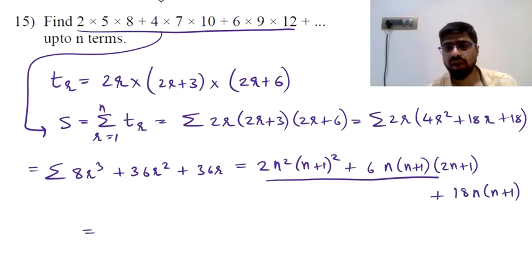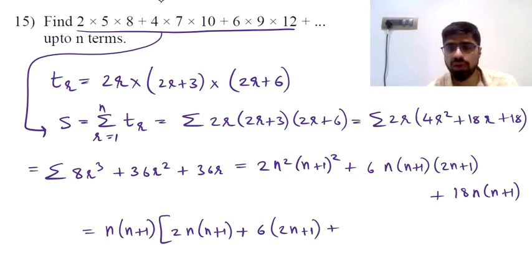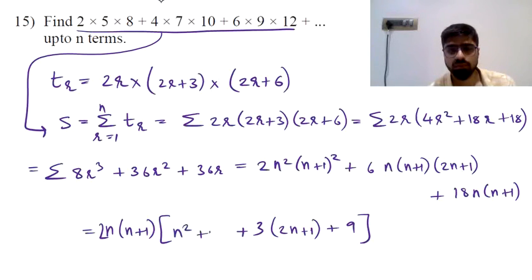Now from whatever terms you have in this expression, you can pull out n plus 1 common. So you are left with 2 into n plus 1, plus 6 into 2n plus 1, plus 18. We could have pulled out a 2 also common. So that will leave us with a 2 here, a 3 here and a 9 here. Okay, so now this is going to be n square plus n. This is going to be 6n plus 3.